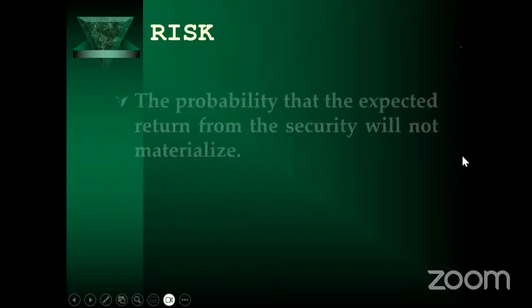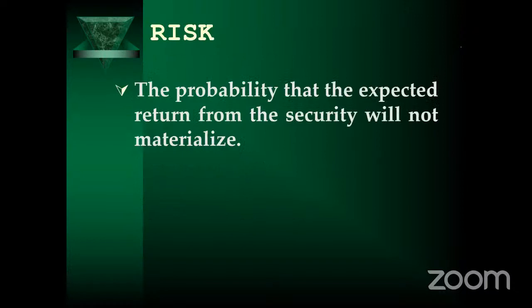Please try to understand, risk means the probability that the expected return from the security will not materialize. What we are expecting, that means our expected outcomes may not be fulfilled. The possibility that the expected outcomes may vary from the original decision or original expectation. We are expecting something, but we are getting something else. Then we can say there is a risk.